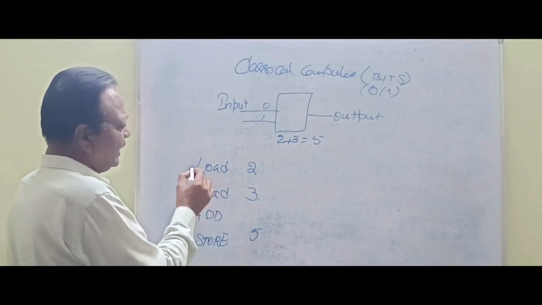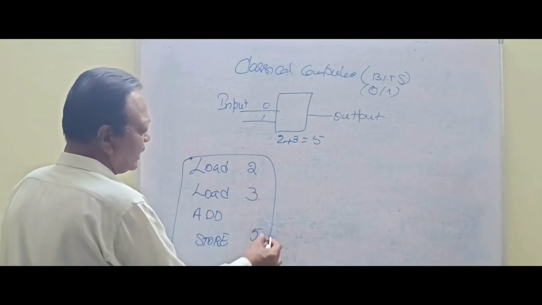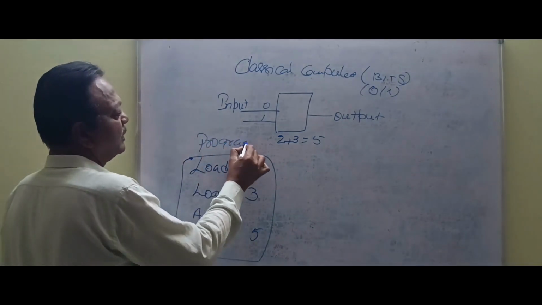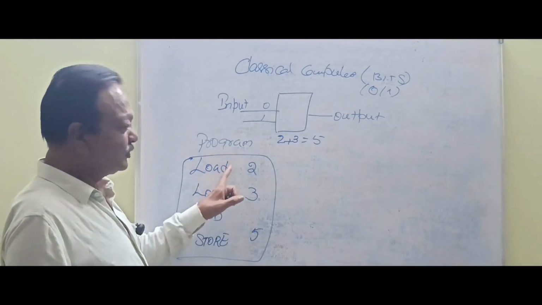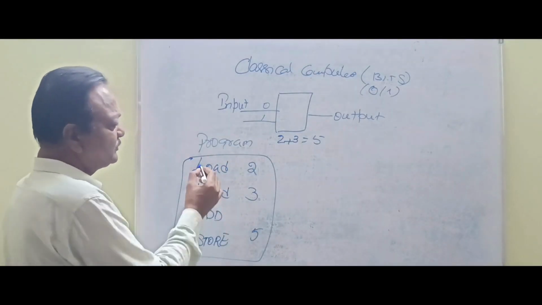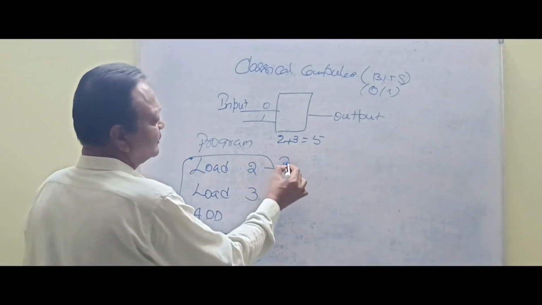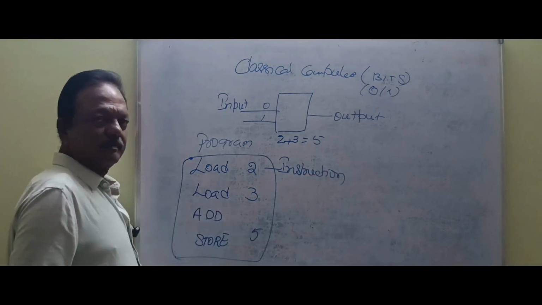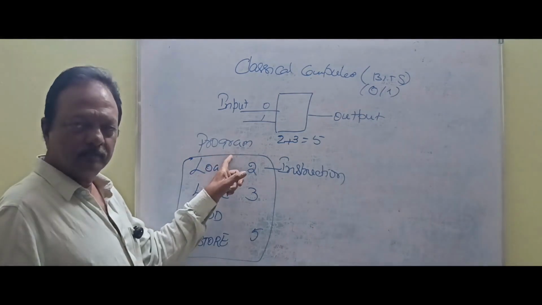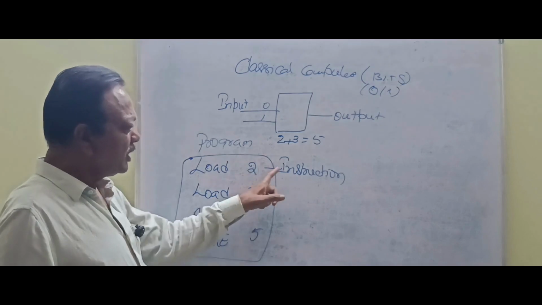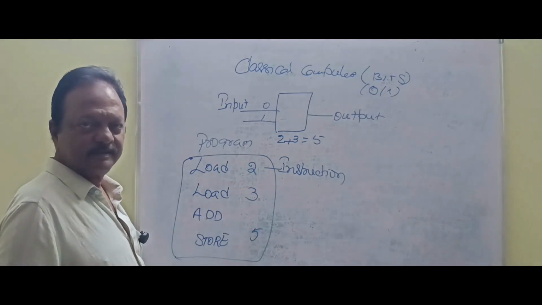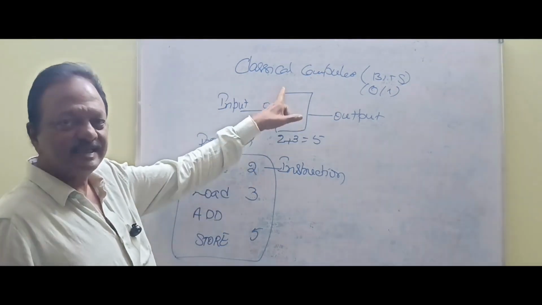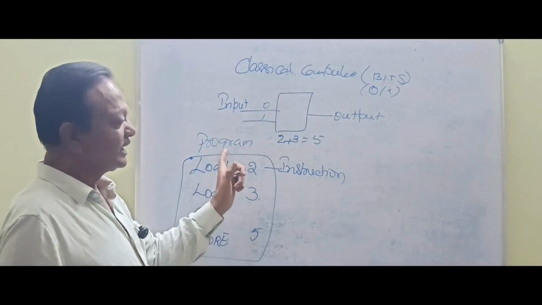Like this, the total we call a program. Understood? Program means a group of instructions. Each one we call an instruction. Program is a group of instructions. So with every instruction we are giving a command to the system, to the computer, to do that.